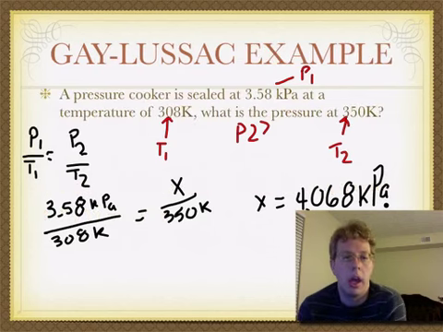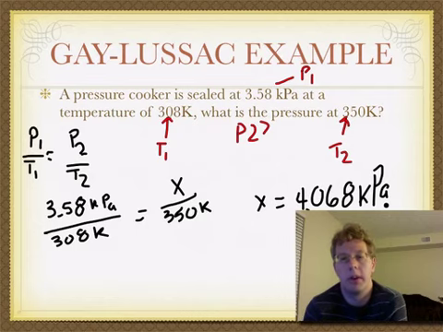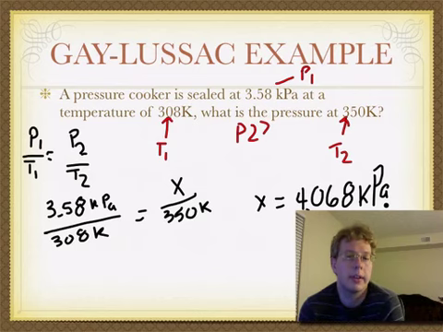Okay. And again, just like before, we can check our math here and see if this makes sense. So looking at the problem, I'm seeing an increase in temperature. So if I have an increase in temperature, this means that my pressure has to increase. So if I got a smaller pressure for my final answer, I know I've made a math mistake. And we look at this, 4.068 kilopascals is larger than 3.58 kilopascals. So I'm going to assume that my math is correct. This makes sense. And that's how you do a Gay-Lussac related problem.